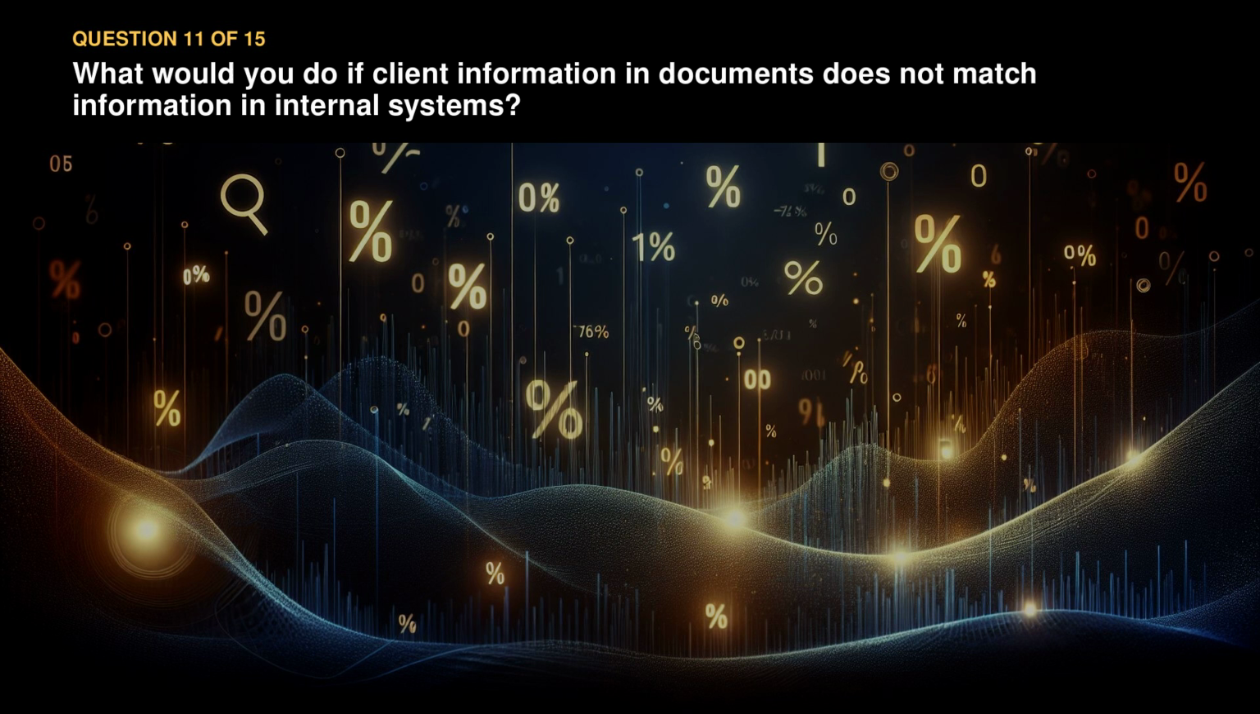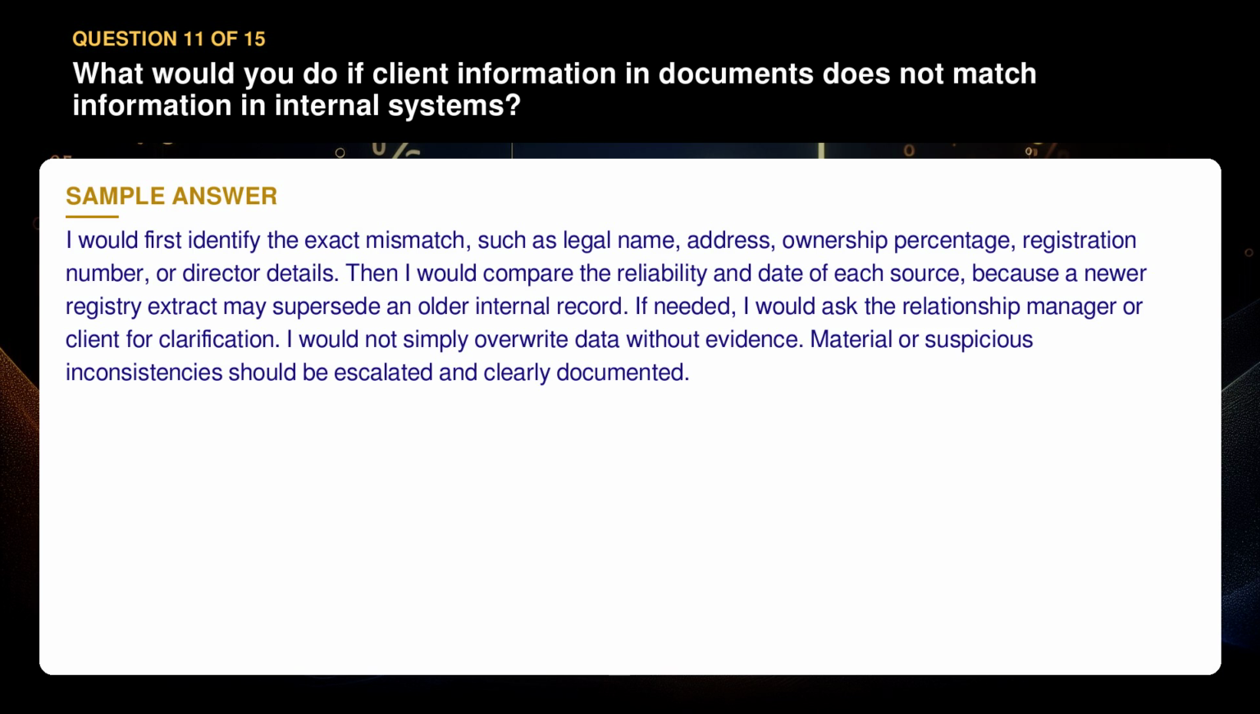Question 11. What would you do if client information in documents does not match information in internal systems? I would first identify the exact mismatch, such as legal name, address, ownership percentage, registration number, or director details. Then I would compare the reliability and date of each source, because a newer registry extract may supersede an older internal record. If needed, I would ask the relationship manager or client for clarification. I would not simply overwrite data without evidence. Material or suspicious inconsistencies should be escalated and clearly documented.